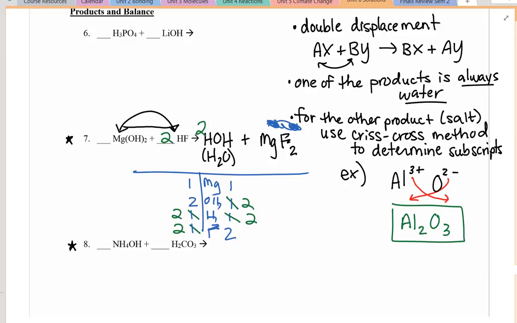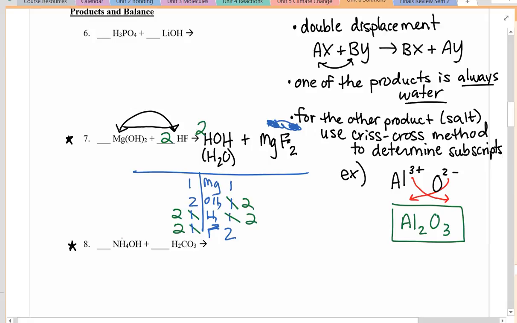Okay, let's try this again for problem number 8. We're going to switch places here. NH4 and H plus are going to switch places. It will be helpful to know that NH4 has a +1 charge. Okay, let's write down all the charges here. Hydroxide has a -1 charge. Carbonate has a -2 charge. You will be given the formulas and charges of the polyatomic ions, so don't worry about memorizing this.